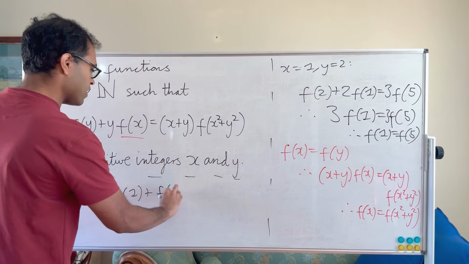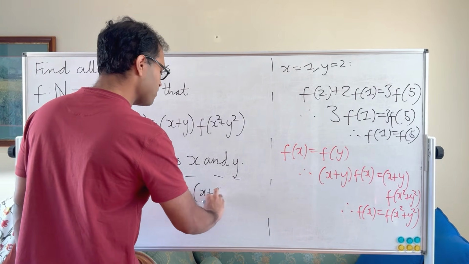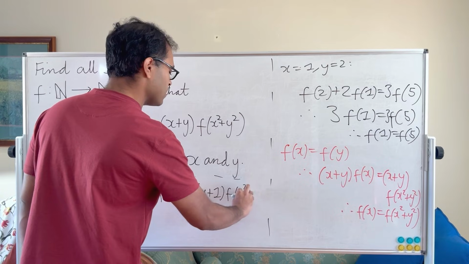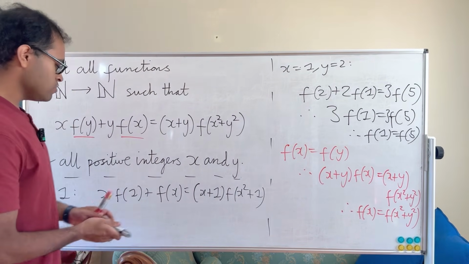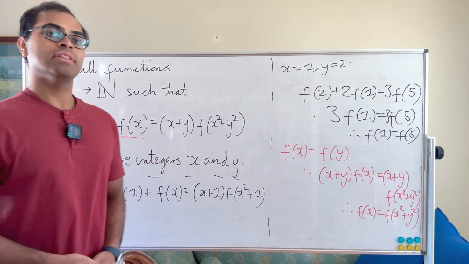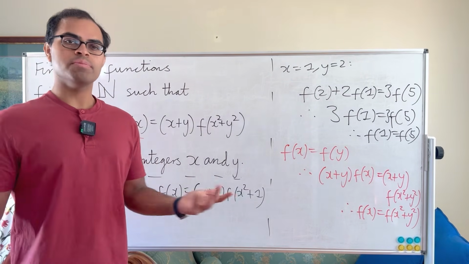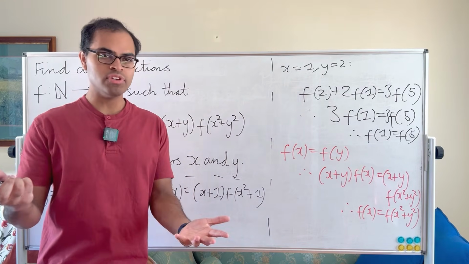So plus f of x is going to equal x plus 1 times f of x squared plus y squared, which is f of x squared plus 1 squared, which is x squared plus 1. Now again, this gives us a relationship between f of x and f of x squared plus 1, but x squared plus 1 is a lot bigger than x. So there are lots of values missing in between, just like we saw f of 1 is f of 2 is f of 5, we're missing f of 3 and f of 4.